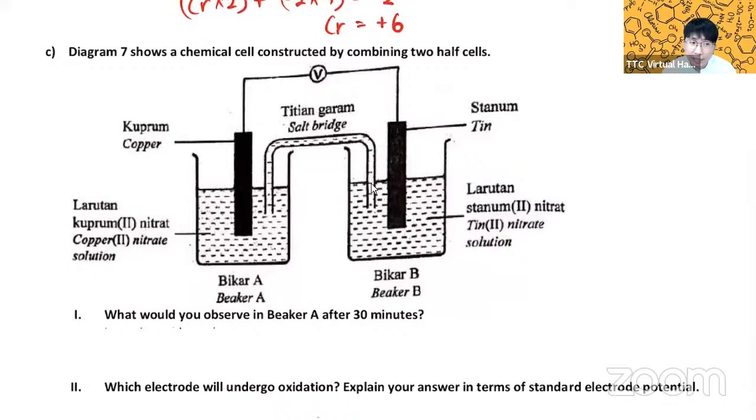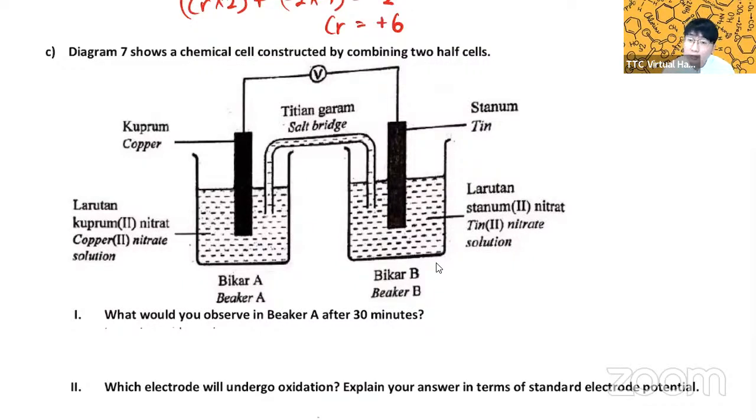Okay, so when we do a chemical cell, or we can call it a voltaic cell, we have two different metals immersed into two different solutions, and you actually form electron flows. When electrons flow, it creates electricity, and that's the theory of your voltaic cell, where you use chemicals to generate electricity. So what will you observe in beaker A after 30 minutes? What happens in the voltaic cell? Anyone have any idea? You have to recall that a voltaic cell must have a redox reaction. A redox reaction means you must have one chemical that donates electrons and one chemical that receives electrons. So how do I know who donates, who receives?